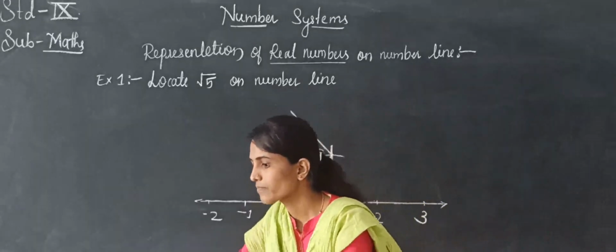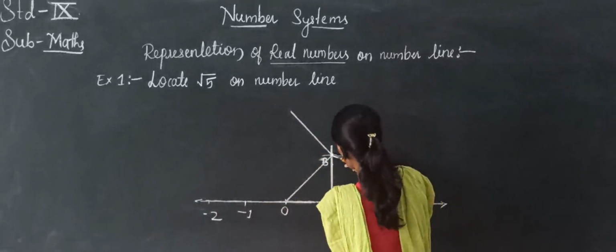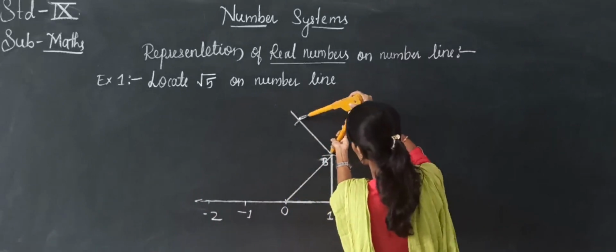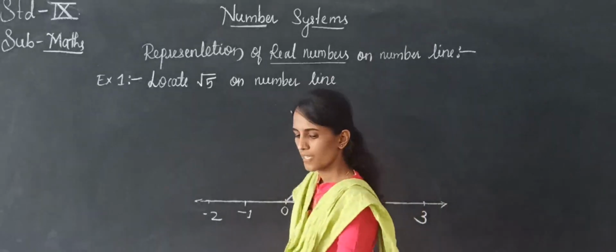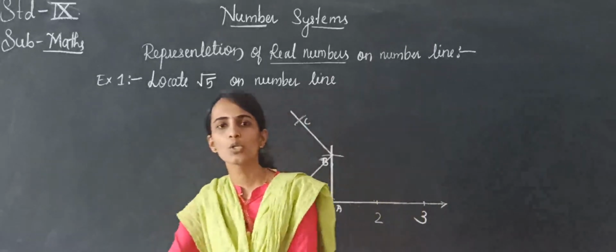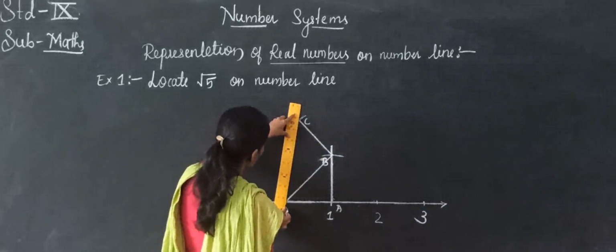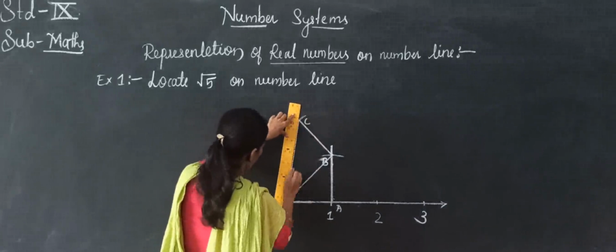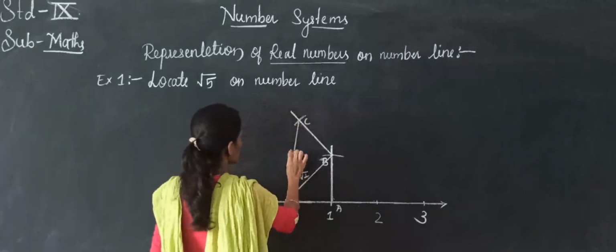Take a compass again, that is 1 to B. How much is it now? That is 1 unit. So cut that much from here, and give the name C here. From C to O again you have to join by scale. If you join C to O, that will be root 3. This is root 2, this one is root 3 here.